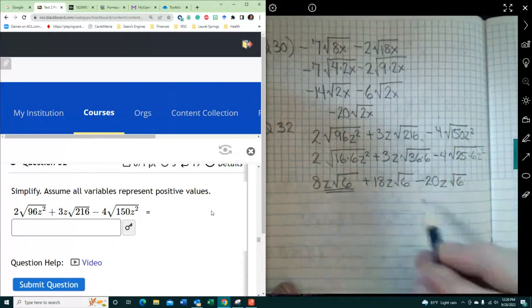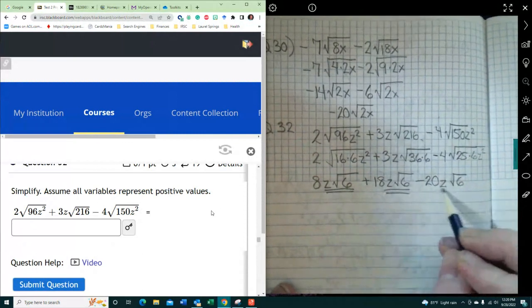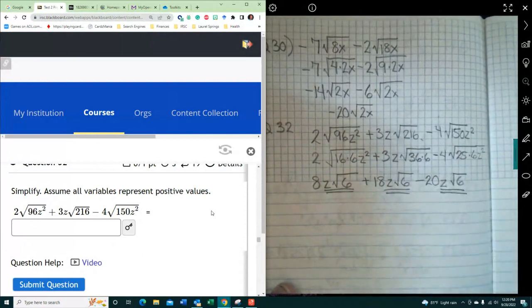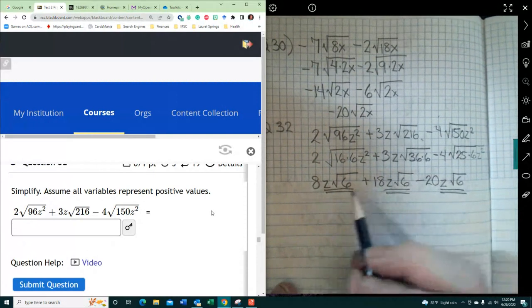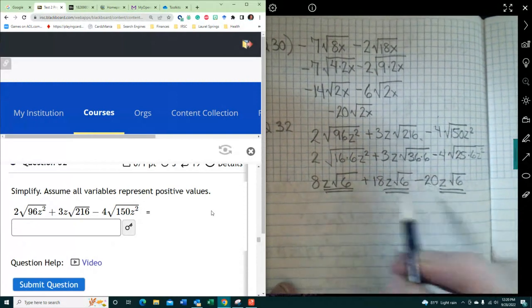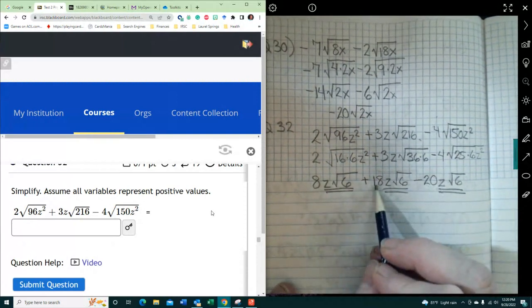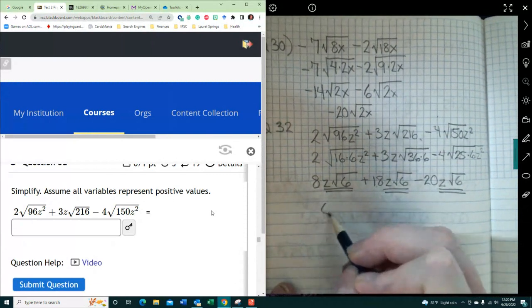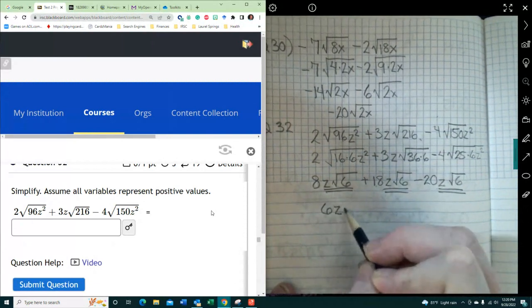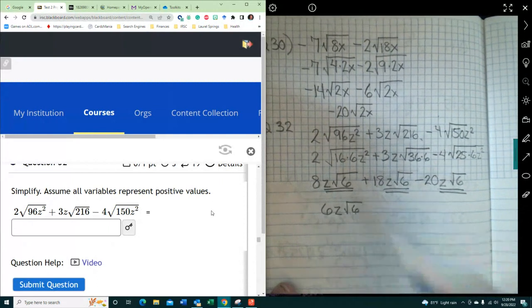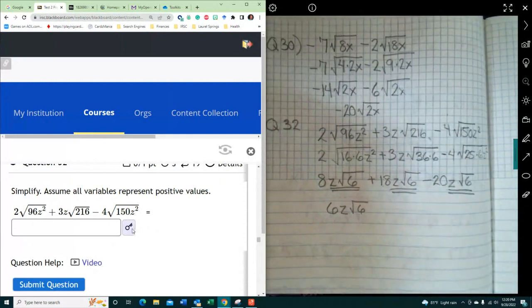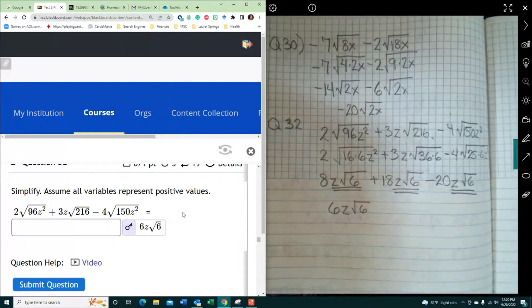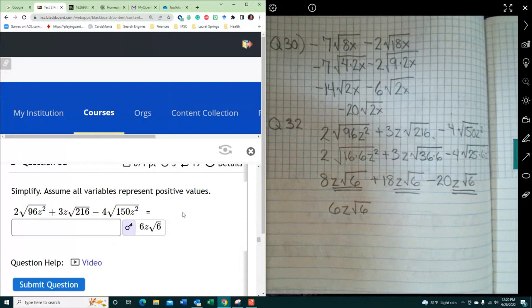And now all these must match in order to add the coefficients of them. So they do. So now it's negative 20 added to 18 gives us negative 2. Negative 2 added to 8 gives us 6. So we have 6z radical 6. So cleaning up, simplifying it, and then bringing it together.